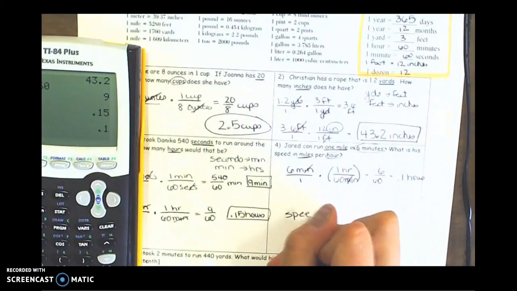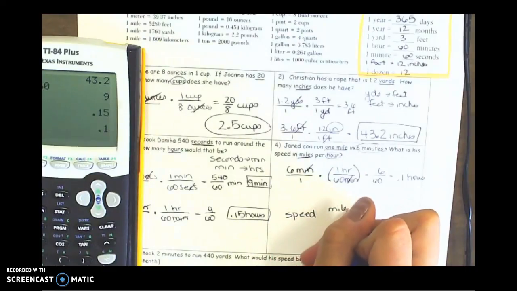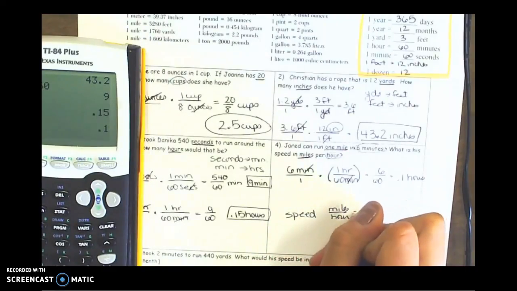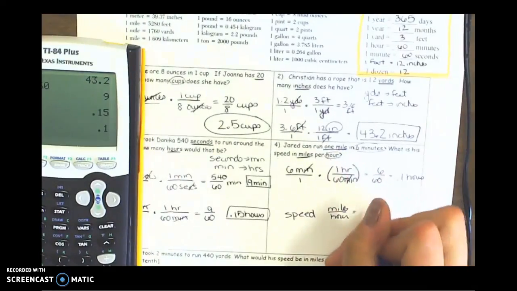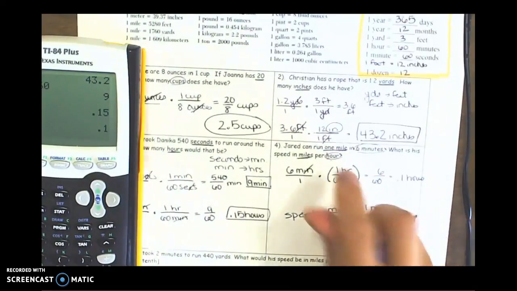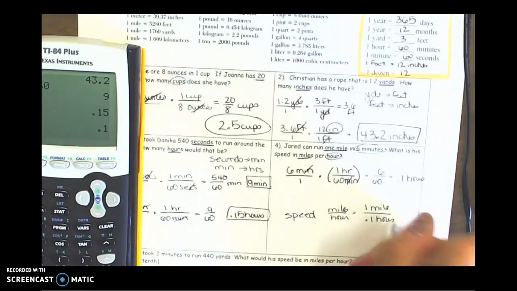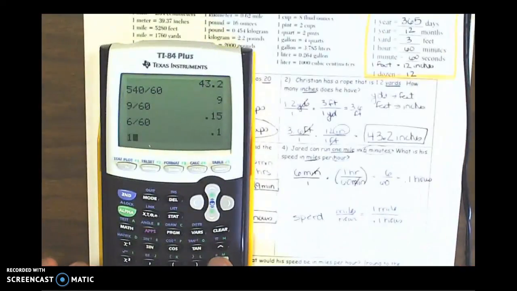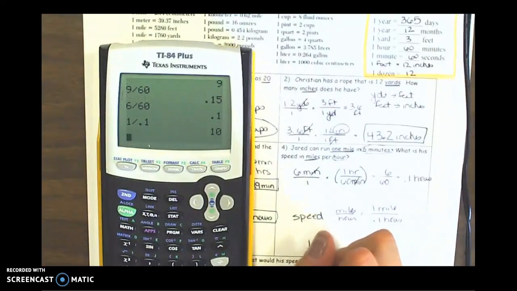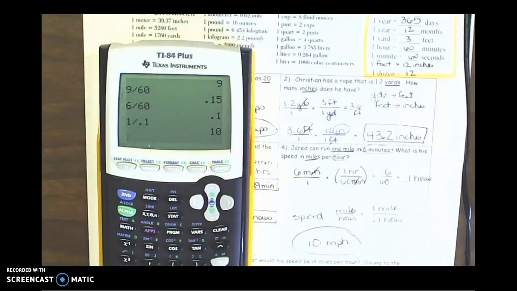So my speed, we want miles per hour. So I'm going to plug it in. I know my miles is 1 mile. That's what he ran. He ran 1 mile, and he ran it in 0.1 hours. So let's divide it out. 1 divided by 0.1, he ran at a speed of 10 miles per hour.